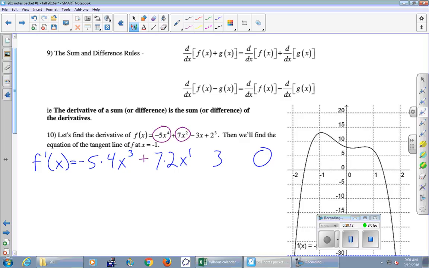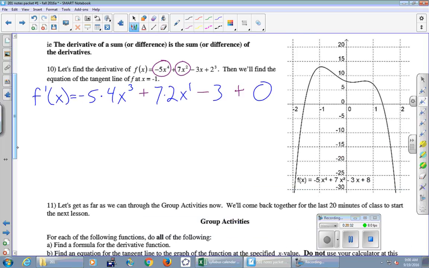And then the next sign was a subtract 3x, so we just put a minus there. And the last sign was a plus 2 cubed, so plus 0. Okay? That's how we apply that top rule. Add and subtract, you get to just completely separate, add and subtract your answers. Okay, we clean this up a little bit. You get negative 20x cubed plus 14x minus 3. There is our derivative function. Any questions on that calculation?